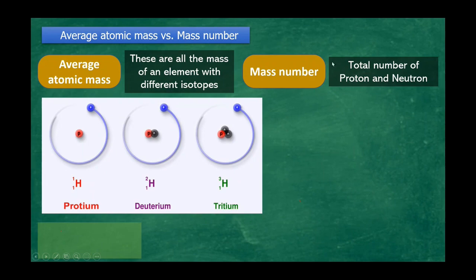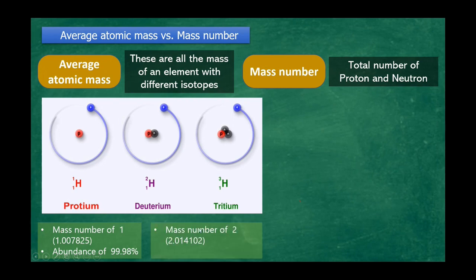As we know, mass number is the total number of protons and neutrons. Therefore, our mass number is 1. And then, the abundance of this in the atmosphere is 99.98%. And deuterium has a mass number of 2. As you can see, 1 plus 1 equals 2.